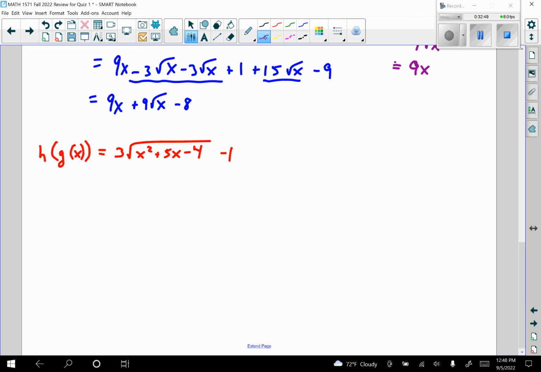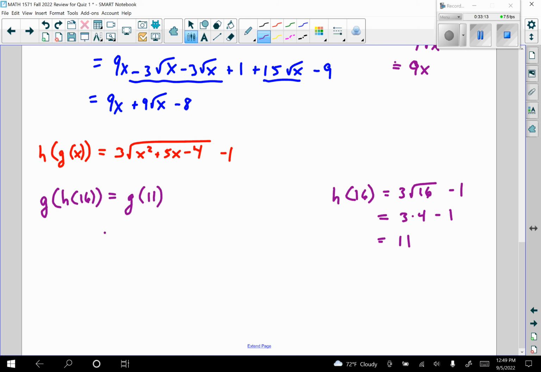And then the last part, I wanted you to calculate g of h of 16. So what this means is we first figure out h of 16. So doing that off to the side, this is just 3 times the square root of 16 minus 1. Square root of 16 is 4, so this becomes 3 times 4 minus 1. That's 12 minus 1, so that's 11. So then we're really looking at g of 11.